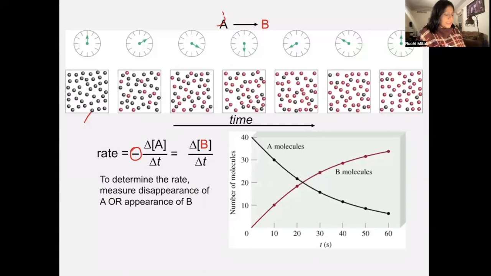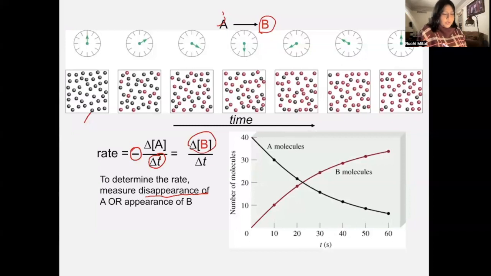So the rate of disappearance of A with respect to time is your rate. Or you could look at the rate of appearance. There is no negative sign there, because if you're looking at how much product is being formed, then we say it is the appearance of it. But we are going to be measuring the amount of disappearance of A with respect to time rather than looking at the appearance of B.